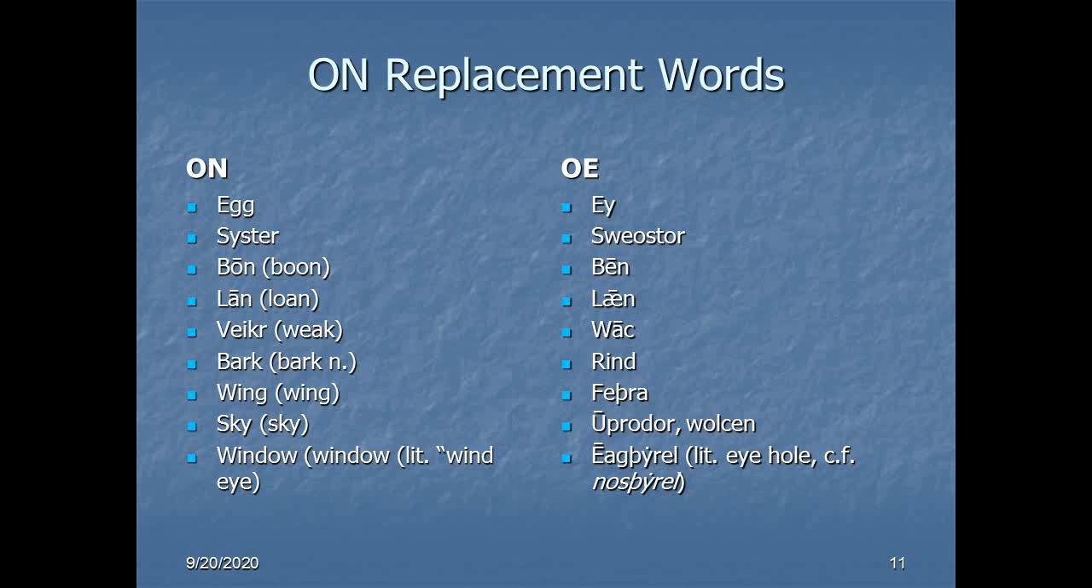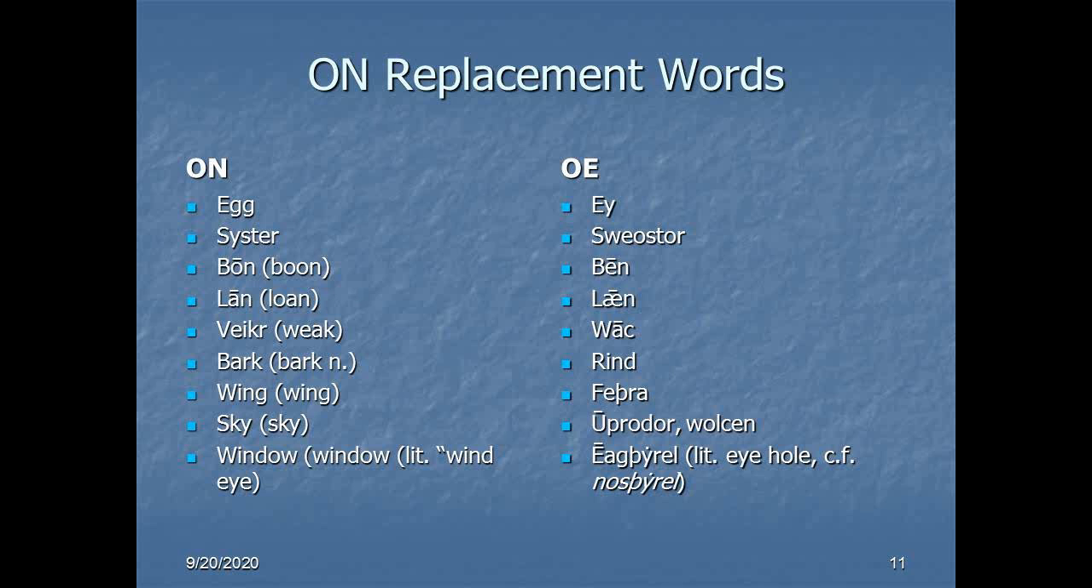I won't run through all of these because I trust that you can read, but some of them are actually worth looking at. For example, take a look at veikr, the word weak, replacing the Old English word wac. This is a very common adjective. Just as the word sister is a very common noun, and egg is a very common noun. These are everyday things. And looking at the areas of life that a particular language influences gives you a really good indication of the ways in which the speakers of both languages interacted. And many of the influences of Old Norse on Old English speak to everyday interactions.